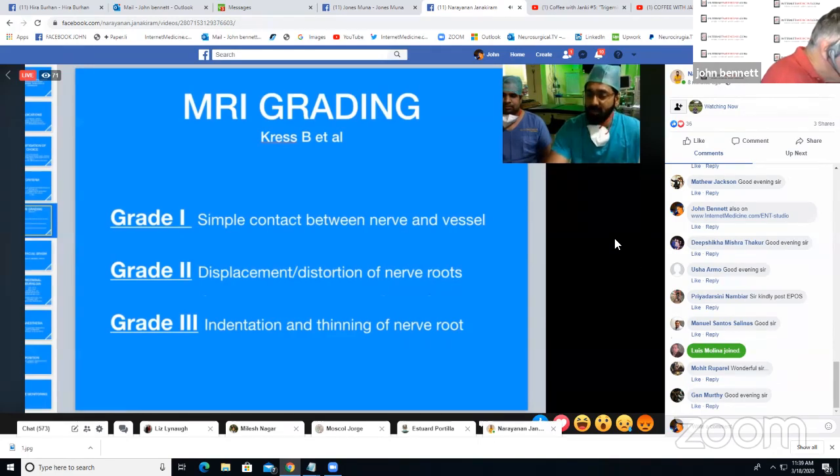Grade 2 is displacement, distortion of the nerve roots. You saw in the first video that there was actually a distortion of the nerve root. There was demyelination and in fact, it was a grade 3, indentation and thinning of the nerve root. So these are the grades. Please remember this CRESS classification of the MRI grading, okay.